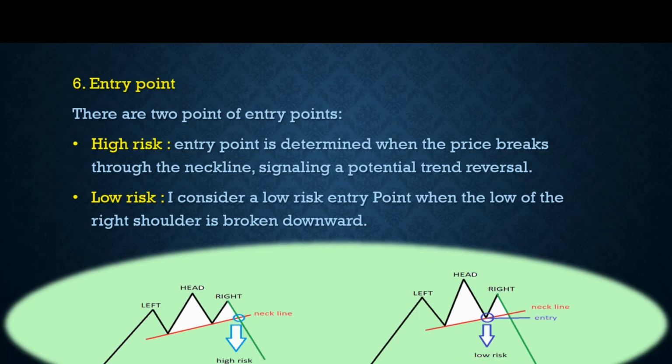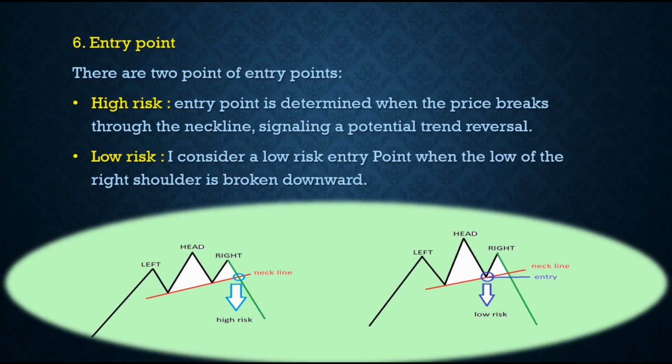There are 2 entry points. The first entry point is determined when the price breaks through the neckline, signaling a potential trend reversal. I consider a low-risk entry point when the low of the right shoulder is broken downward.